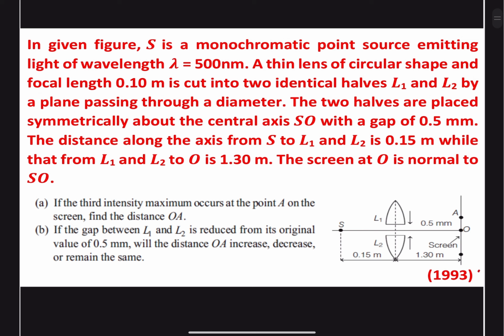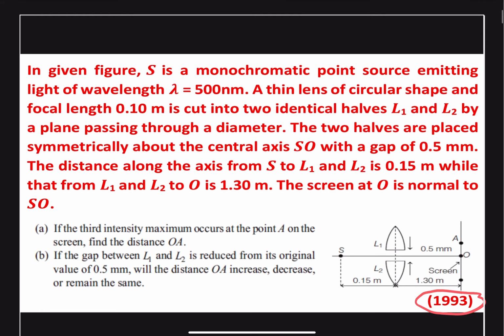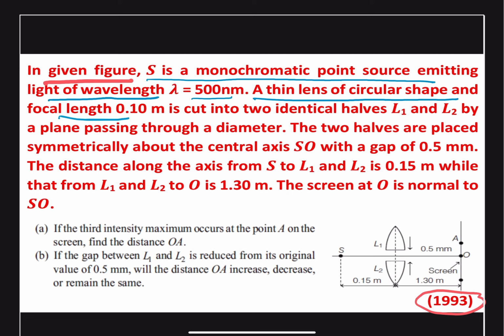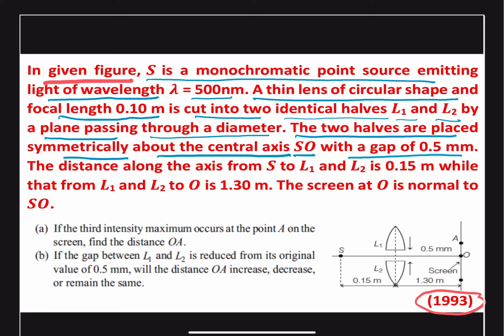So the first question was asked in the year 1993, and it states that in the given figure, S is a monochromatic point source emitting light of wavelength lambda 500 nanometer. A thin lens of circular shape and focal length 0.1 meter is cut into two identical halves L1 and L2 by a plane passing through a diameter. The two halves are placed symmetrically about the central axis SO with a gap of 0.5 mm.